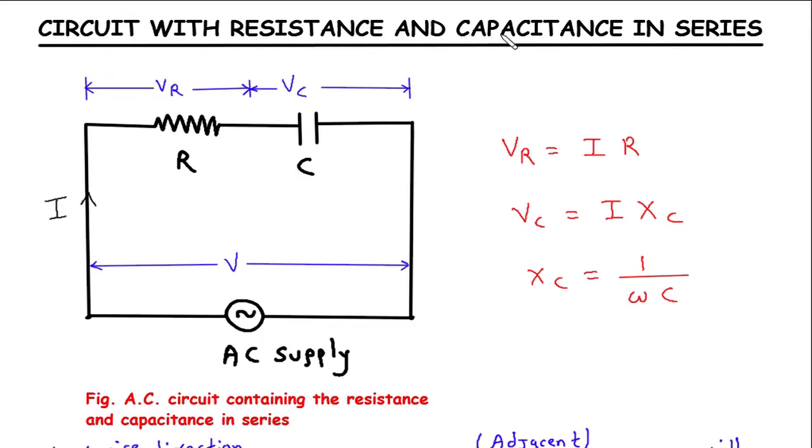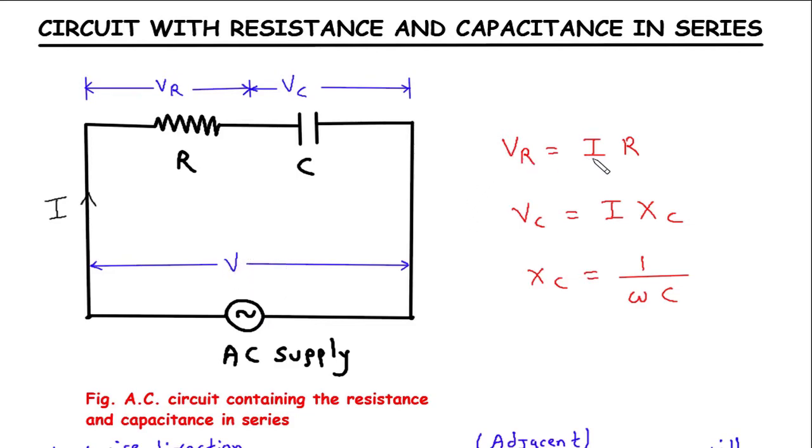Circuit with resistance and capacitance in series. Here we can see that this is an AC circuit containing resistance and capacitance in series. Let VR be the voltage drop across this resistor R and VC the voltage drop across this capacitor C, and this current I is the current flowing through this circuit. This is an AC supply and this V is the applied voltage.